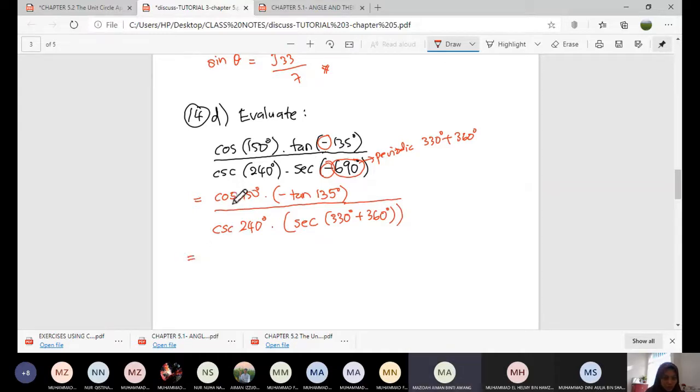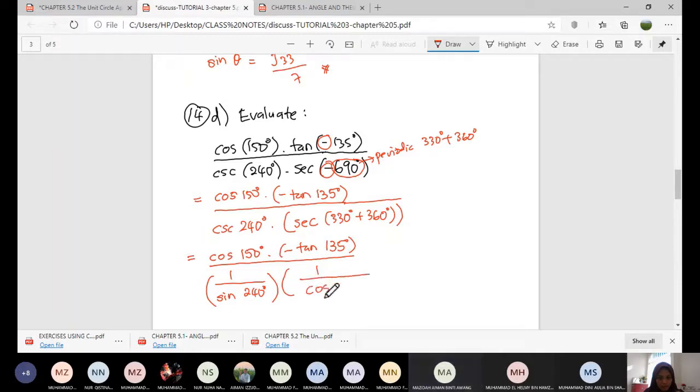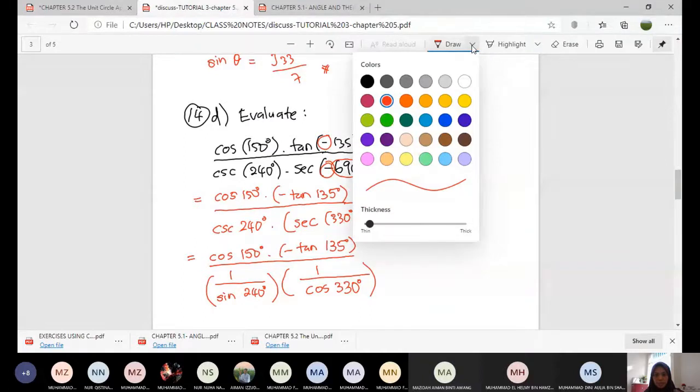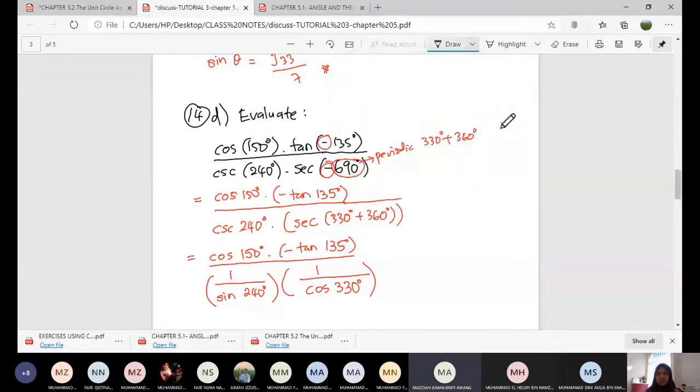So we have here cos 150. This one maintains as before, later then we evaluate. And then multiply with negative tangent 135 over tangent, 1 over, this is sin 240, times, this is 1 over cos 330. After your angle is already below 360 degree, then you can look at the location.